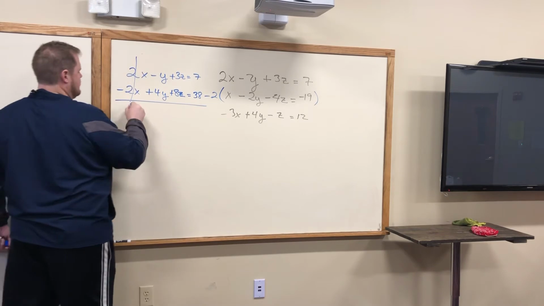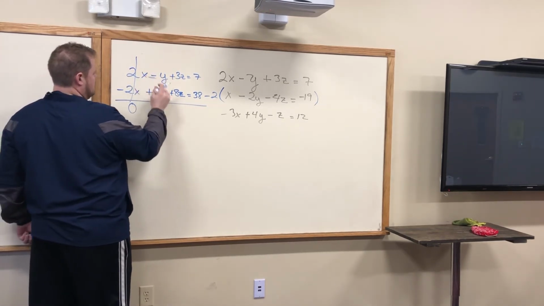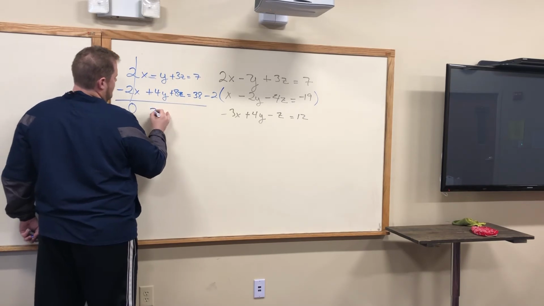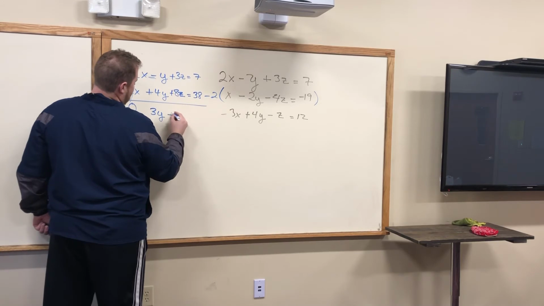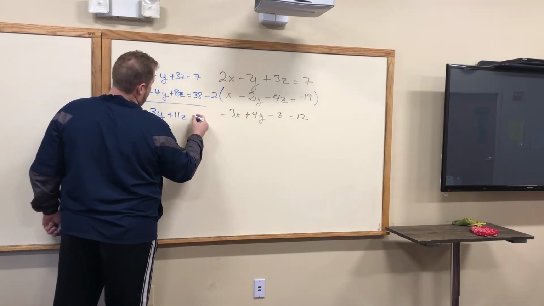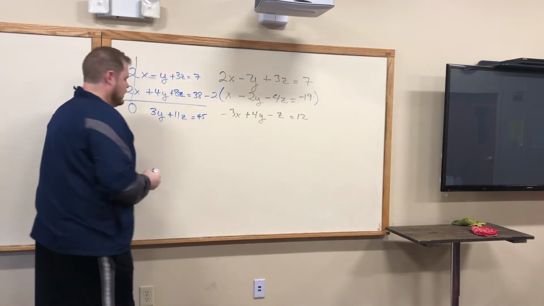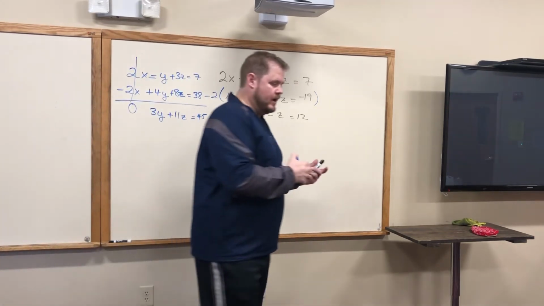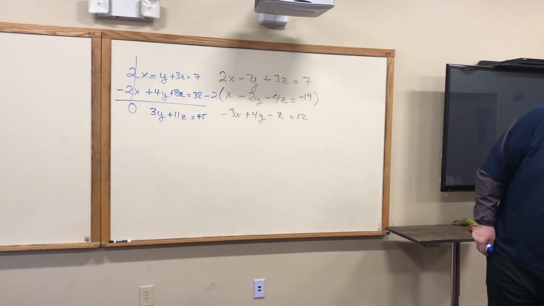These cancel. I'm left with 0. Minus y plus 4y is going to give me a 3y. 3z plus 8z is 11z. Equals 7 plus 38 is 45. So now, do I have an equation that only has 2 variables? Yes. Okay, it has 2 variables.